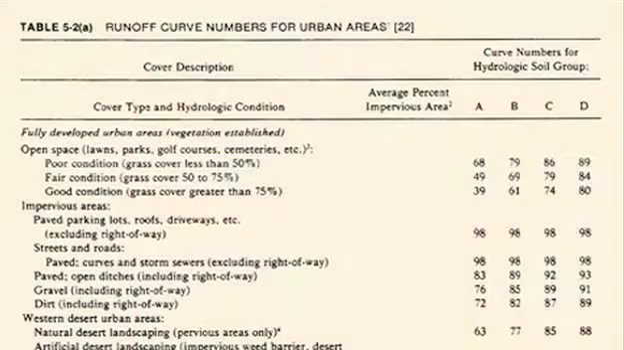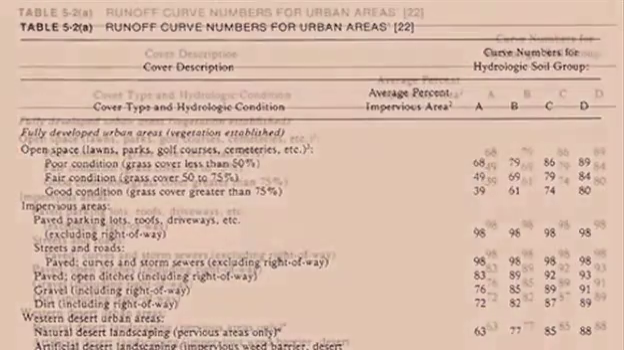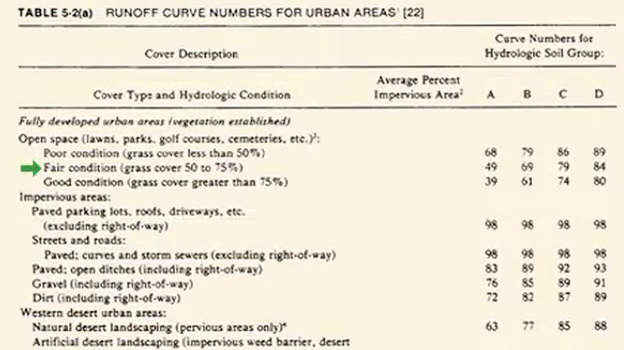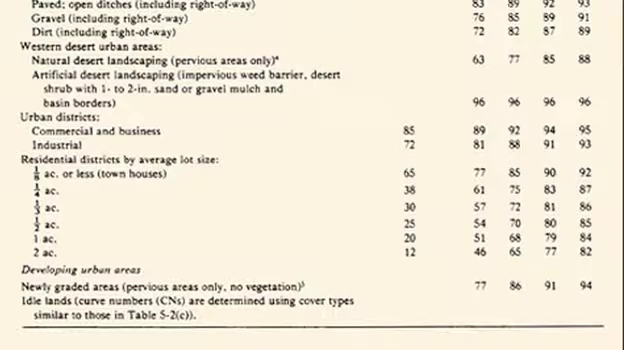Runoff curve numbers for urban areas for various classes of pervious areas and connected impervious areas are shown in this table. In this table, pervious areas are classified as open space. For instance, for fair hydrologic condition in soil group C, the curve number shown in the table is 79. For impervious areas, for 1/3 acre residential districts with 30% impervious in hydrologic soil group B, the curve number shown in the table is 72.